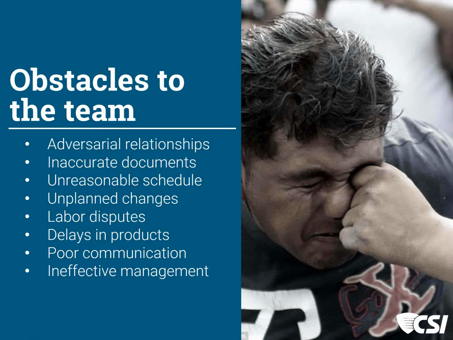You can have poor communicators, or poor communication, or a poor communication process. These are all obstacles that we can plan and implement ways to work around, or to be sure that they, in fact, don't occur from the beginning. And just overall ineffective management. All three parties involved in the team, whether it's the owner, the contractor, or the designer, can be challenged by ineffective management within their own organizations or between parties. So those are just a list of some of the obstacles.